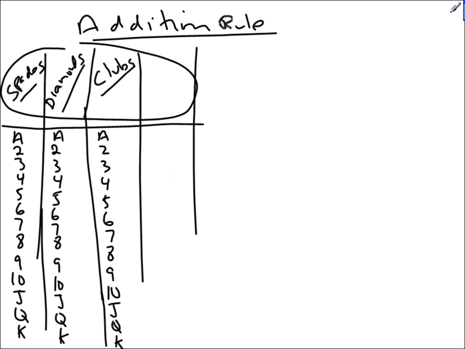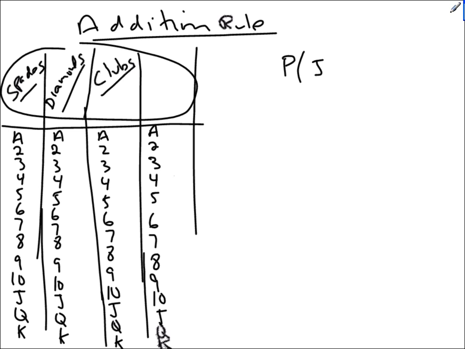For that mystery suit that I can't think of, it too has an ace and a two and a three and a four and a five. And since each column has 13 different cards, and there are four columns, there's a total of 52 cards. If I asked you, what's the probability that you get a jack of clubs? Well, out of the 52 cards, how many are jack of clubs? The answer is one. There's only one jack of clubs.